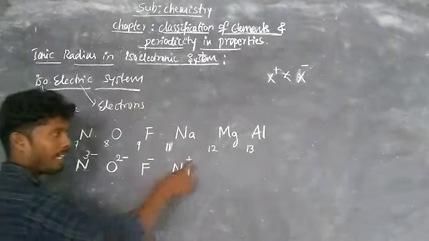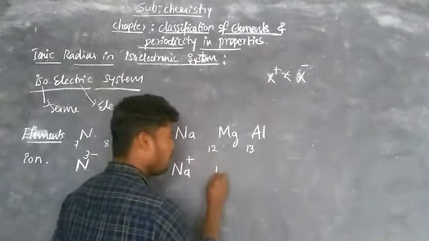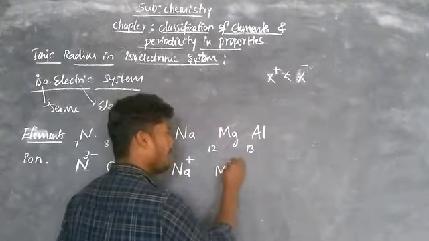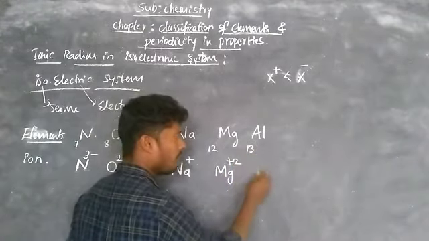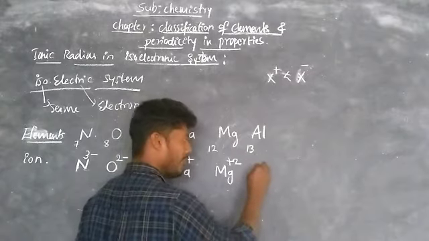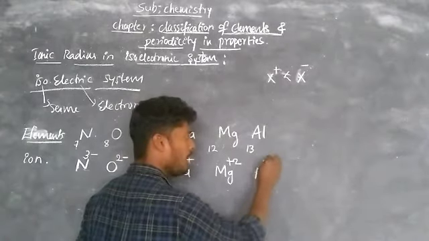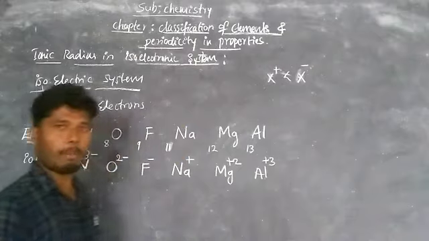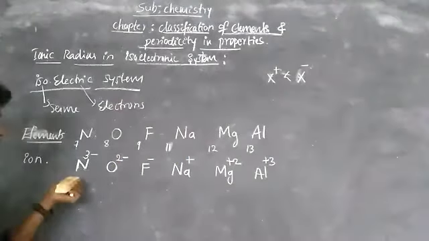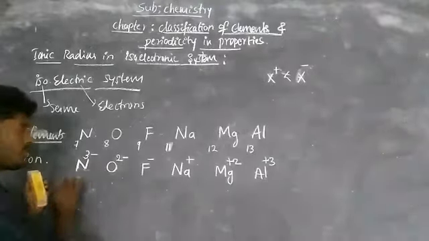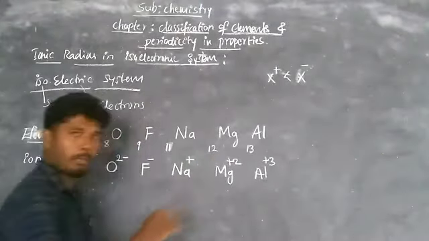Now magnesium having 12 electrons, by removing 2 electrons you get a plus 2 charge. And aluminum has 13 electrons. Out of 13, remove 3 electrons, and you get 10 electrons. So by removing 3 electrons you get a 3 positive charge. This is the charge of an element by removing and adding electrons. This is by adding electrons, and this is by removing electrons.